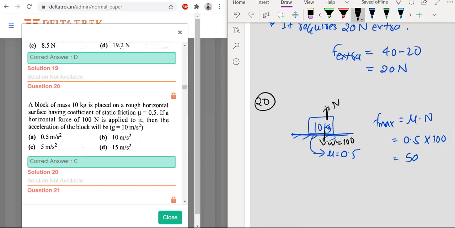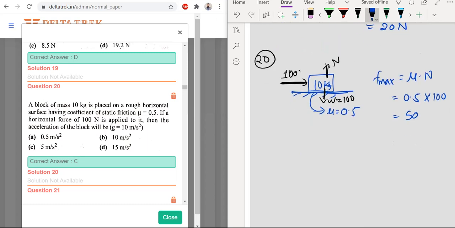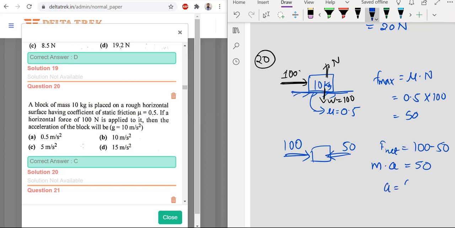Now someone is pushing it with a force of 100. So if I make another figure in which I'll say that someone is pushing it with 100 but someone is opposing it with 50, what is the net force? So the net force is 50, and we can write that net force as mass into acceleration. So acceleration will be divided by mass, 50 by mass is 10 kg, so acceleration will be 5 meter per second.